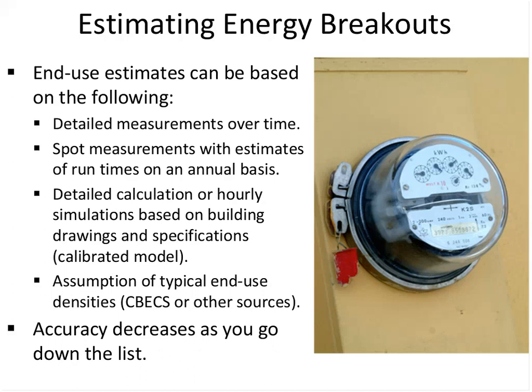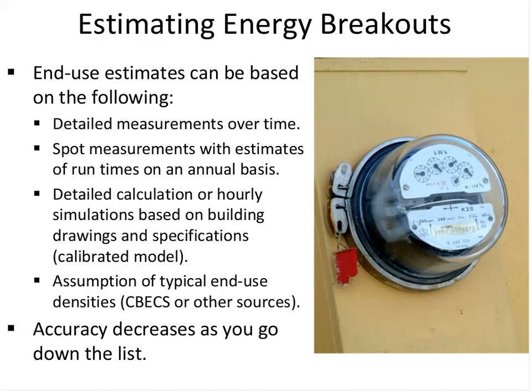The following is the way to go about that, and I'm going to go from the most accurate to the least accurate. So detailed measurements over time, actually putting in some metering in the building to measure equipment. Spot measurements with estimates of run times on an annual basis is another way. And then sit down and do a detailed hourly calculation with a simulation program. You can put the details of the building in there, and it'll give you an idea of where the energy is going in that building.